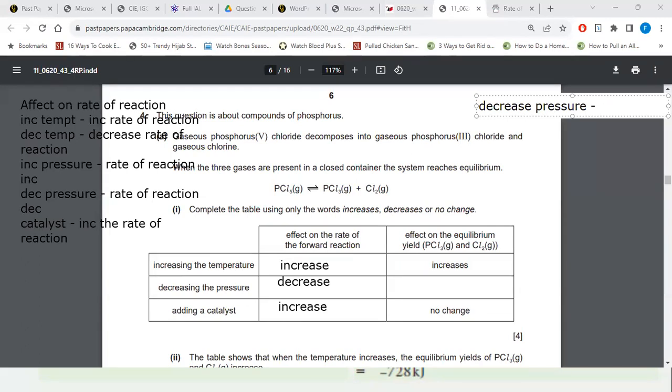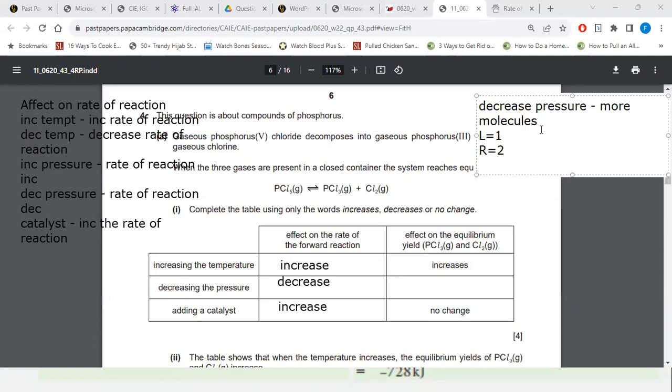Decrease the pressure. It's going to go to the side that has more molecules. Correct. How many molecules on the left side and how many on the right side? On the left side is one. Right side is two. Correct. So where is my equilibrium going to go when I decrease the pressure? Will it go towards left or towards right? To the right.